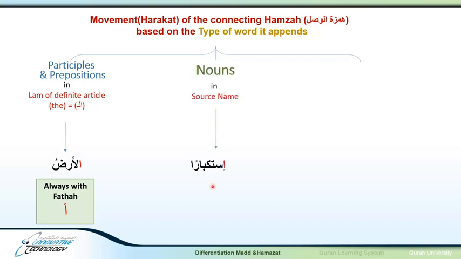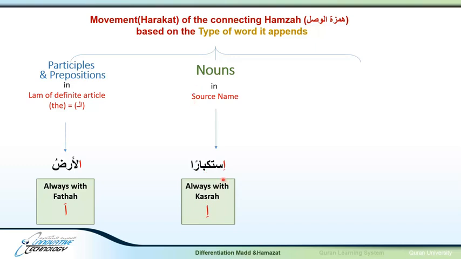Now when hamzatul wasl comes with a noun in the source name, like istikbara, we'll find that it always comes with a kasra. We say istikbara. We don't say astakbara or ustakbara, but e. So it always comes with a kasra when it is with nouns, istikbara.